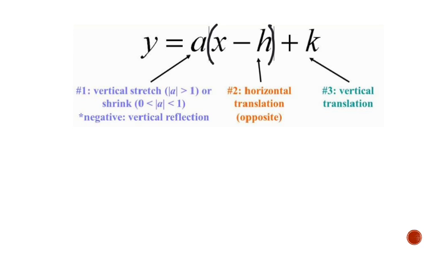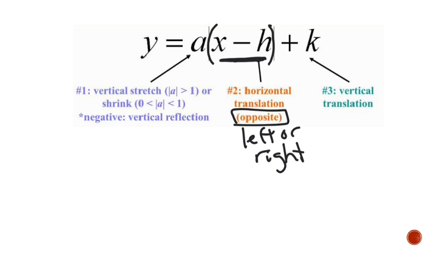So this is just a generic equation that shows you exactly what each number does. So I'm going to start here with number 2, this H. It says the number 2 is the horizontal translation. Notice it's the number that's inside the parentheses. So this number is going to tell you that you're either going to move left or right. And notice it says opposite. It's the opposite of whatever it looks like. Whereas this number 3, this number that's on the outside of it, whatever you're adding or subtracting from the outside of it, is going to move it up or down.